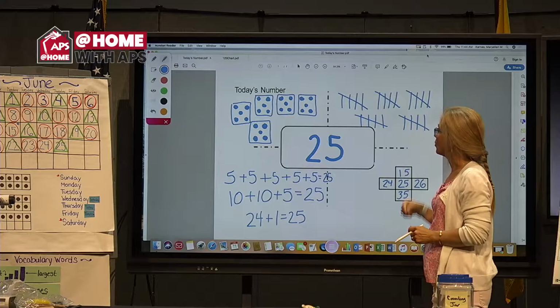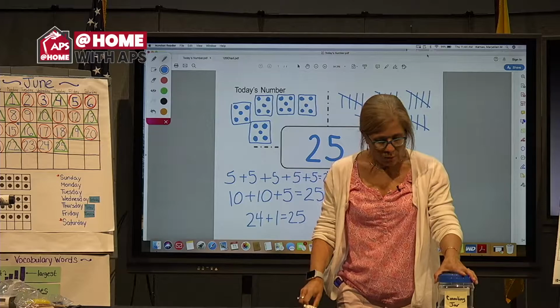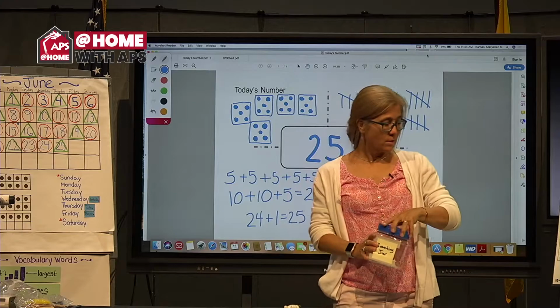Nice counting. All right, we forgot yesterday to do the counting jar. So let's see what's in the jar today.